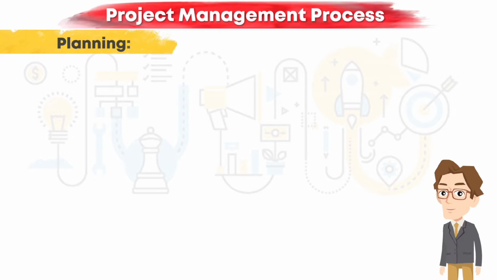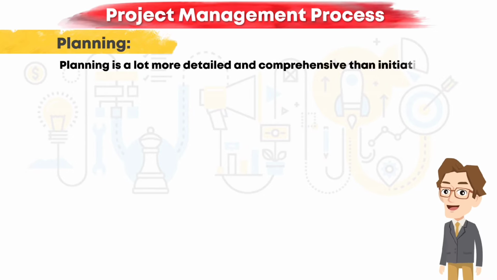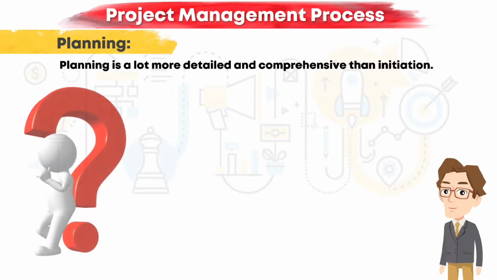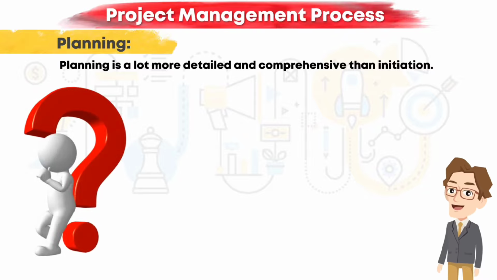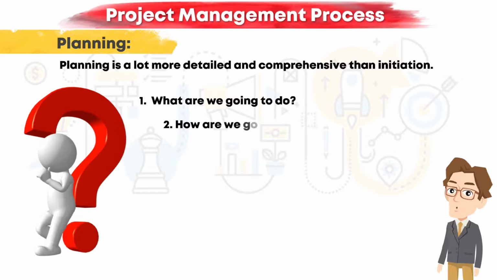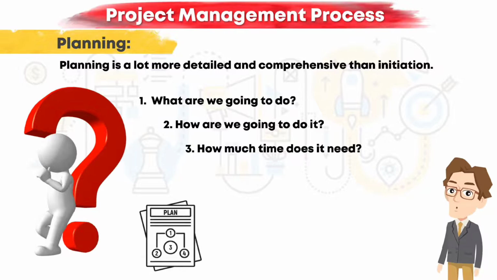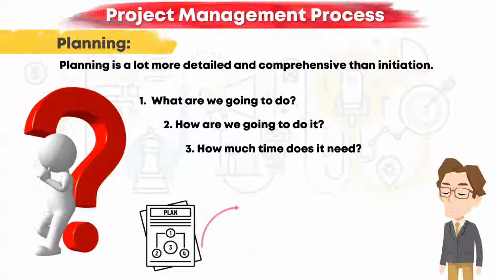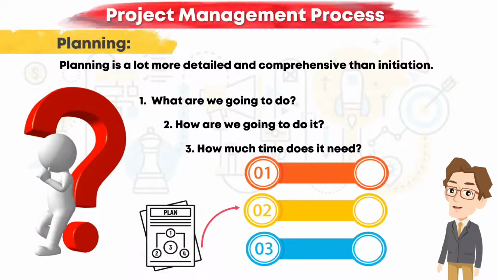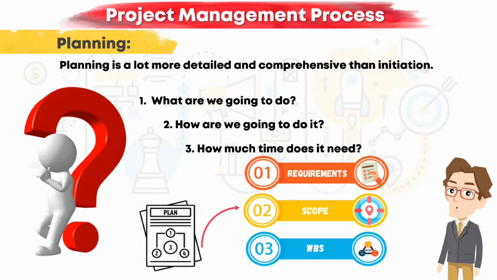Now it's time to plan the project. Planning is a lot more detailed and comprehensive than initiation. Planning is basically finding the answers to 3 questions. First, what are we going to do? How are we going to do it? And how much time does it need? At the end of the planning process, you'll end up with a comprehensive project plan. This project plan will also include a few items, like requirements, scope, and a work breakdown structure, or WBS.